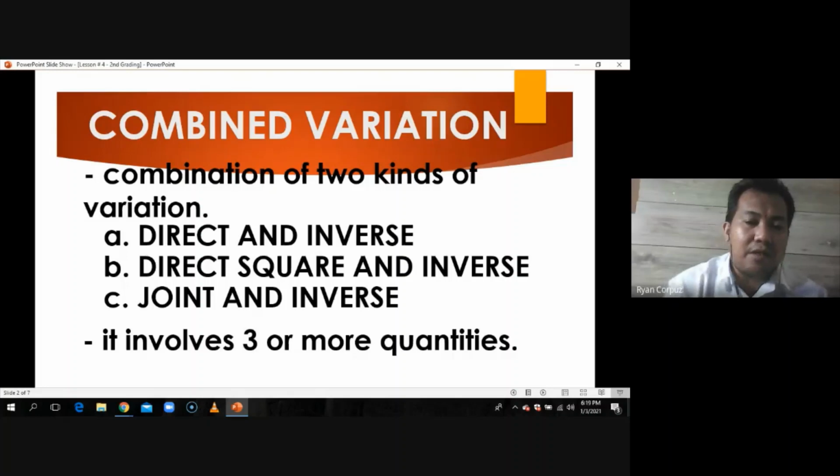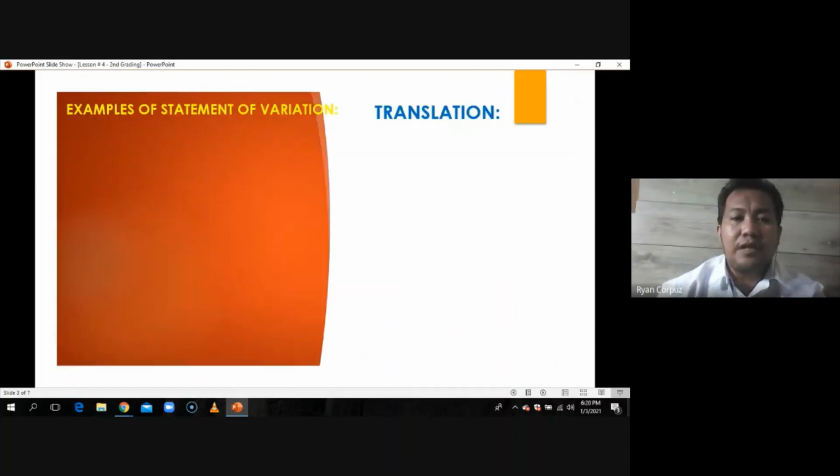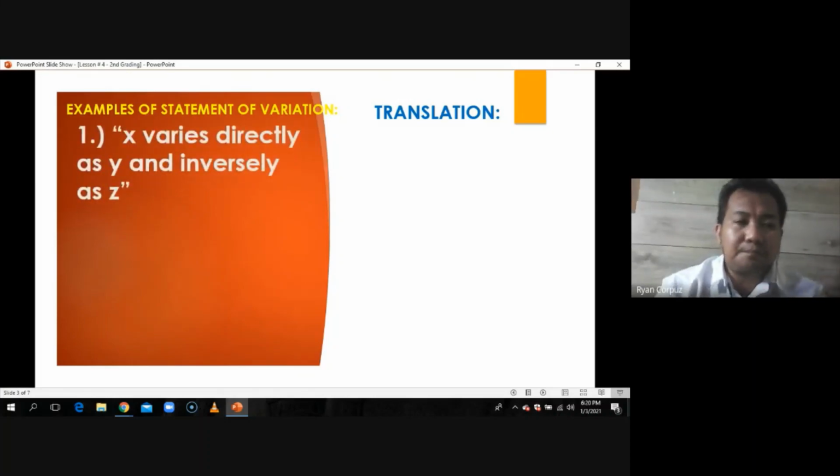So, tingnan natin mga combination of two kinds of variation. Pag nakita natin in a certain statement of variation, that means we are pertaining to combined variation. So, paano ba mga examples ng statement of variation na masasabi natin combined variation? So, we are here going to give examples of statements of variation which involves combined variation. Then, we are going to translate it. So, ano pa yung translation niya into symbols? So, let's have the first one.